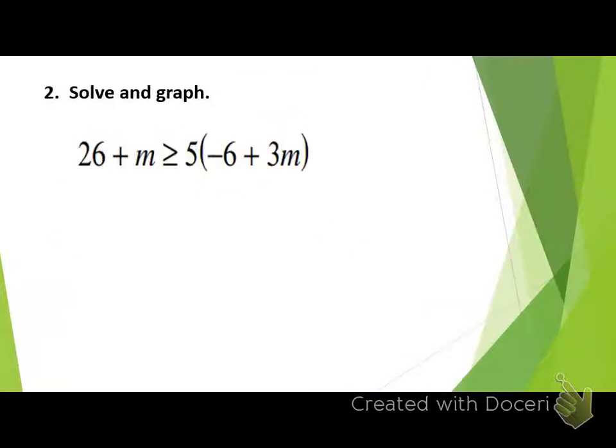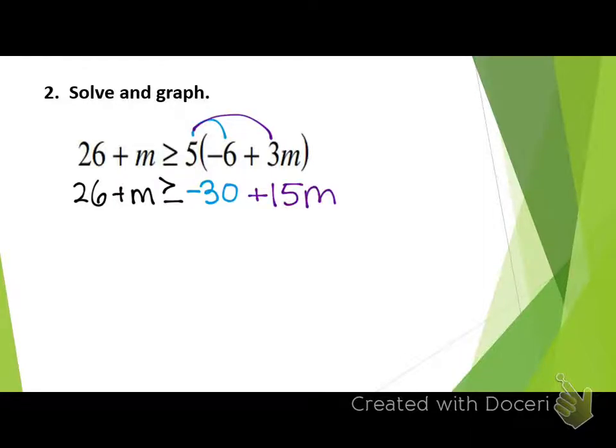All right, this next one. So remember, don't call after midnight. D stands for distribute. Does that apply to us this time? Yes. We're going to leave the left side alone, and we'll deal with the right side. All right, what is 5 times negative 6? Negative 30. It's okay, it's a Monday. And then 5 times 3m? 15m. Good.